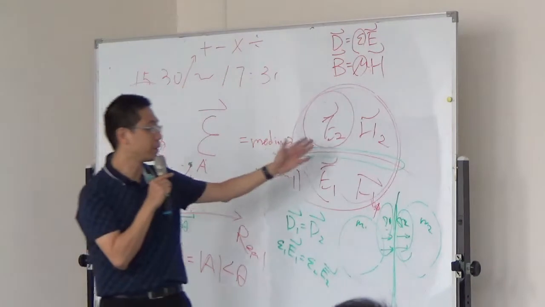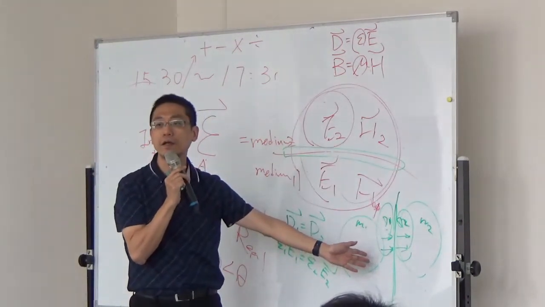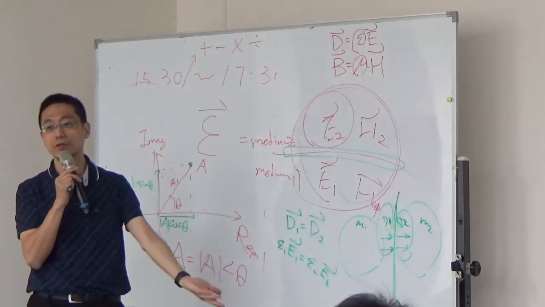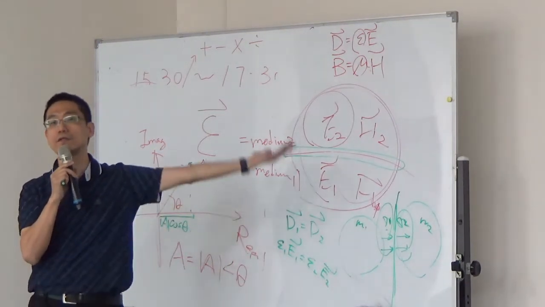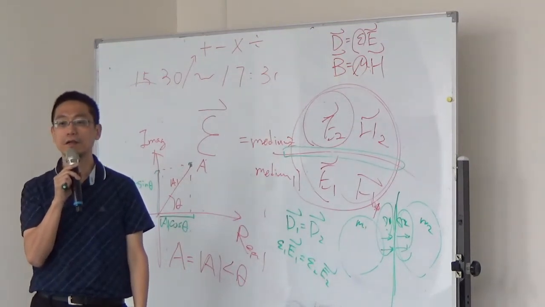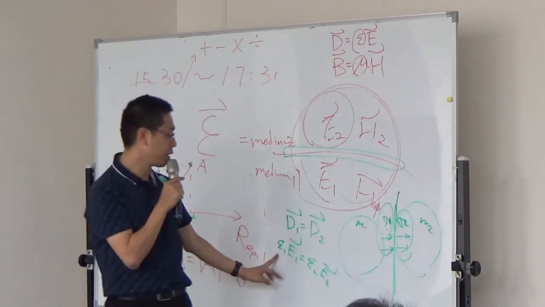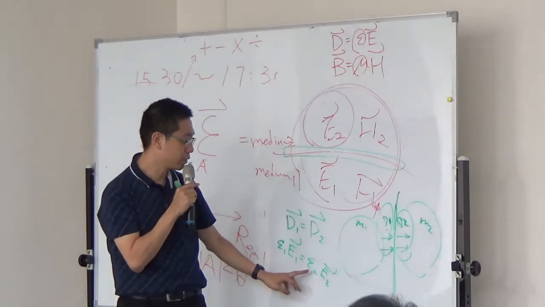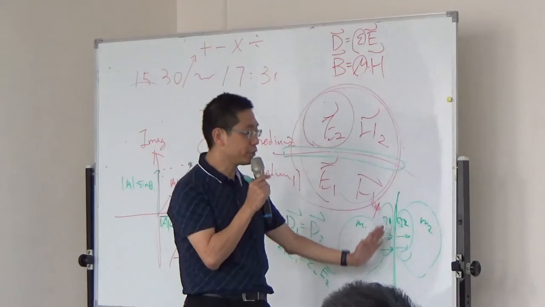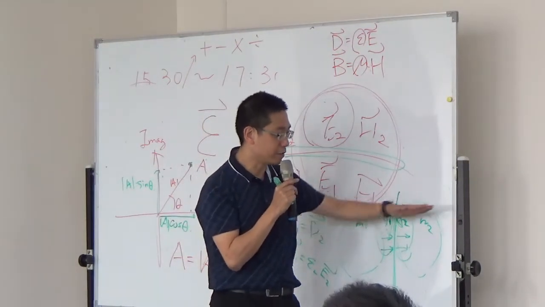This is how we apply the boundary condition. What happened on the boundary? The Maxwell equation is still valid. You can still use Maxwell equation. Everything is still perfect. So you can obtain epsilon 1 E1 equals epsilon 2 E2 if the direction of D1 and D2 are the same.